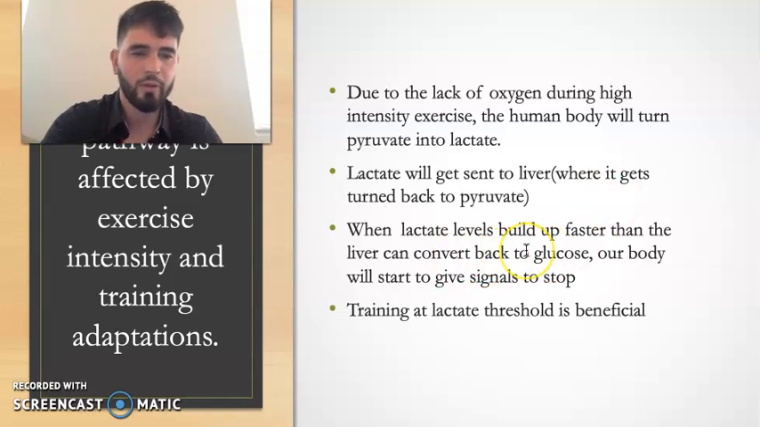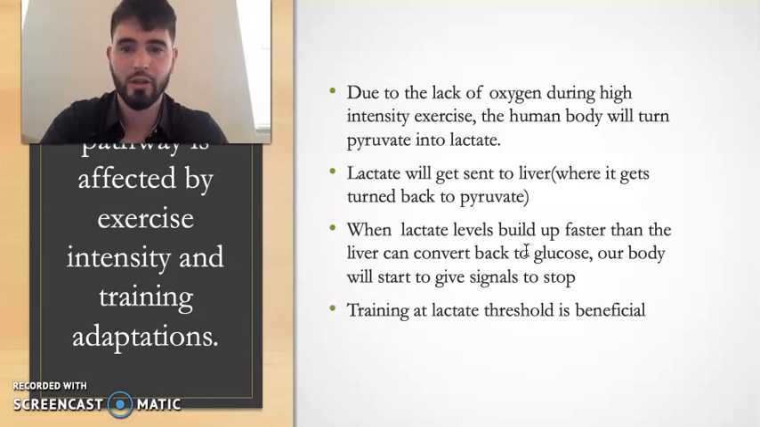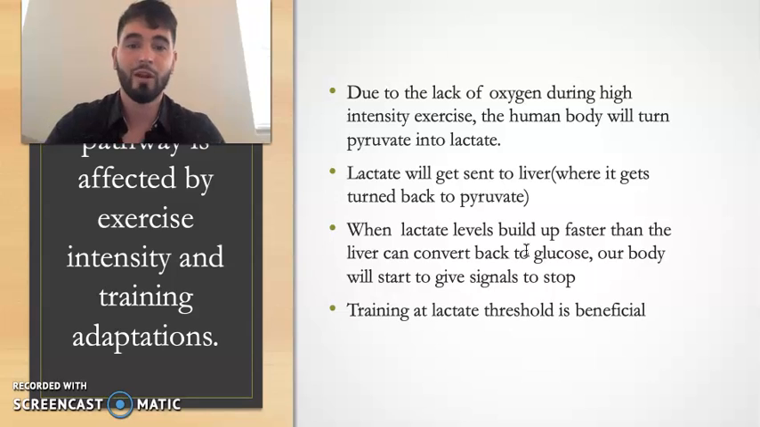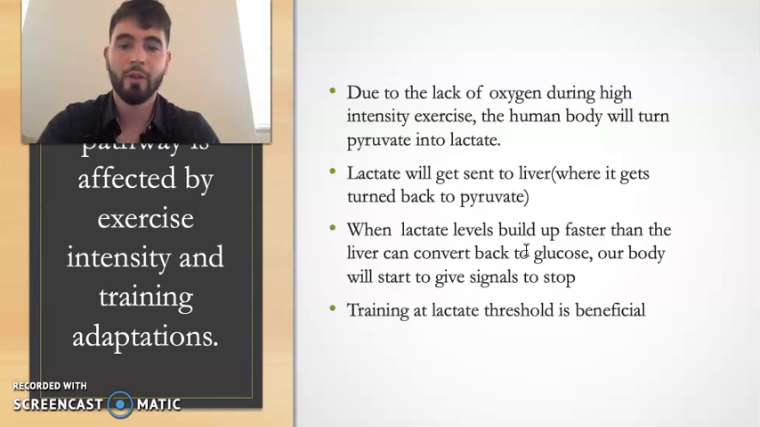When lactate levels build up faster than the liver can convert back to glucose, our body will start to give us signals. Me personally, when I used to be a soccer player back in college, preseason training was always very hard. When my body was starting to get a little shivers, or felt a little nauseous, or sometimes even wanting to throw up, that's pretty much lactate built up in my body, and it's the body just saying, "Hey, relax or slow down because you can't handle it right now."